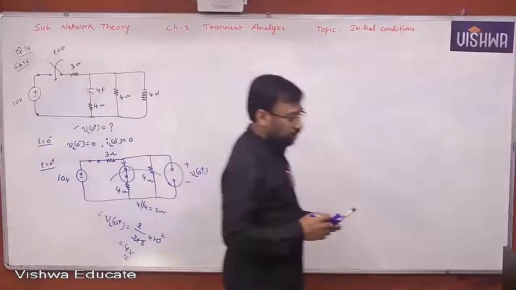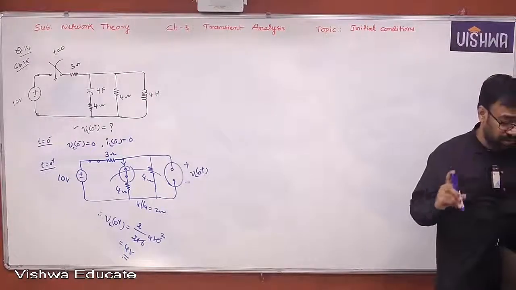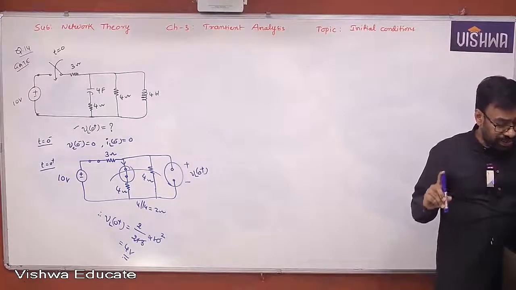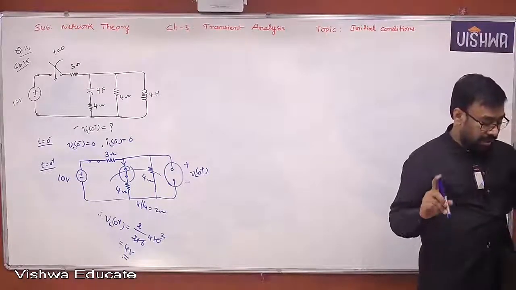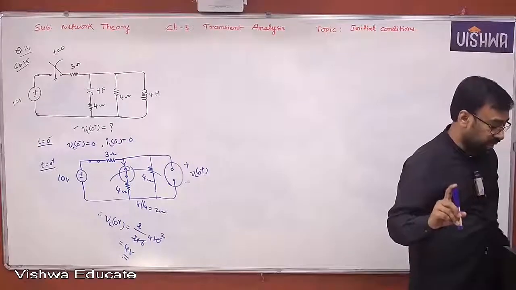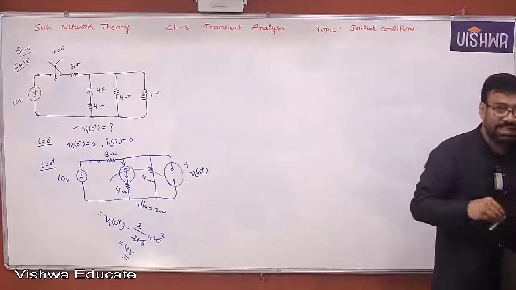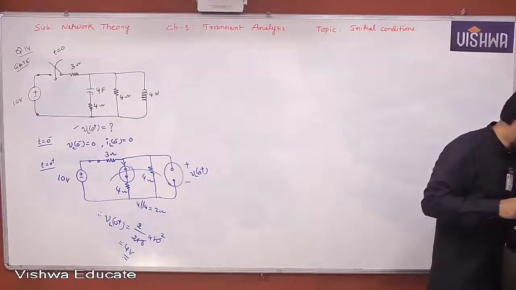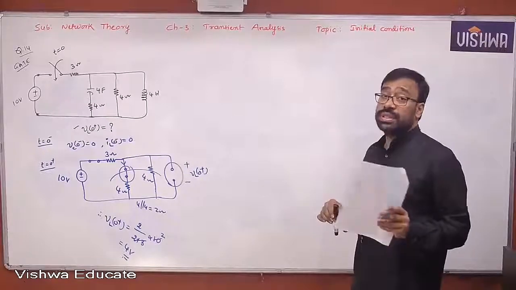Very simple problem. The t equal to 0 plus equivalent circuit construction is very, very important. And 99% of problems are given based on the t equal to 0 plus equivalent circuit only. So that is why you must be an expert in drawing the equivalent circuit at t equal to 0 plus. You should not get confused. You should not make mistakes, I'm telling you.